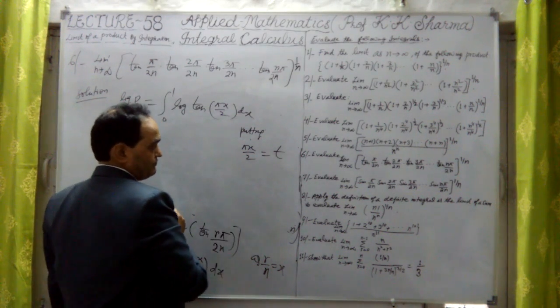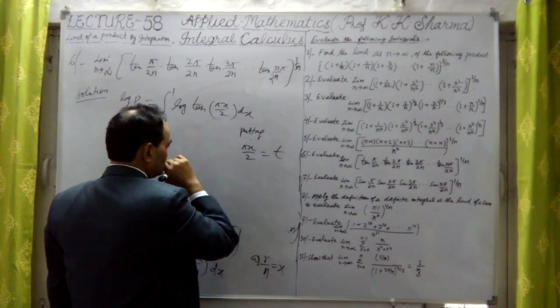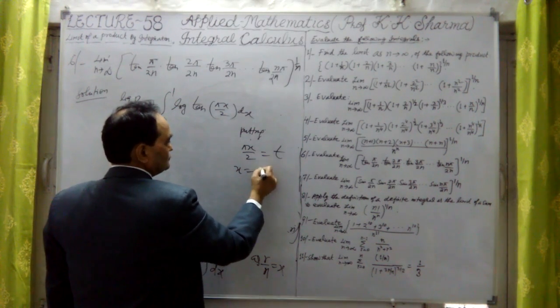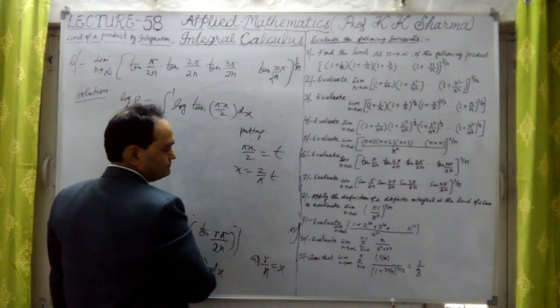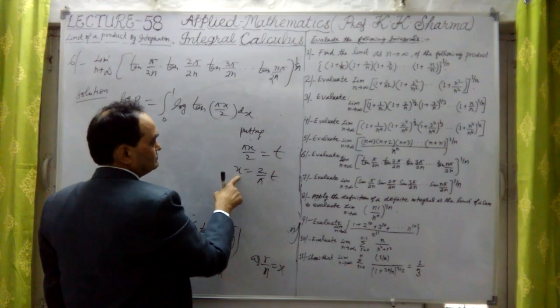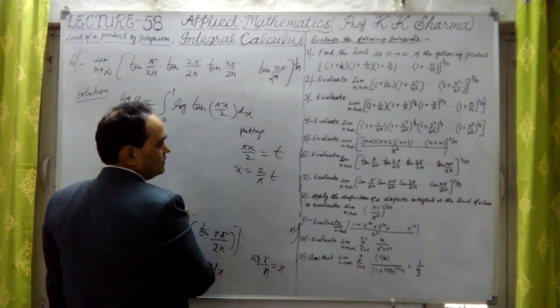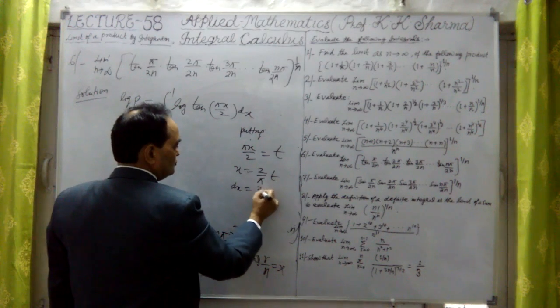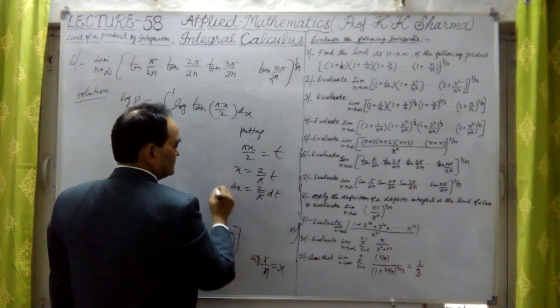If I take t, then x equal to 2 upon pi into t. For the limits here, at 1, t equal to pi by 2. Okay, that is the limit. But dx is equal to what? It is equal to 2 upon pi into dt.